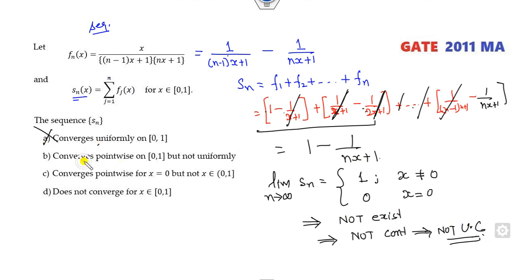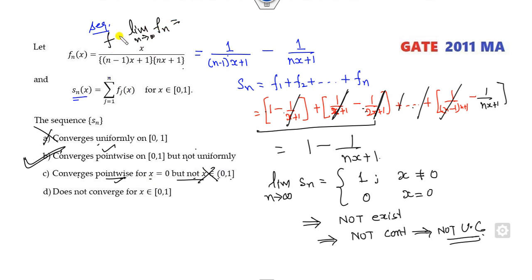So convergent uniformly is cancelled out. Convergent pointwise, is it true? Yes. Not uniformly, that's the correct option. Convergent pointwise is the correct option, but not on 0, 1, that's the wrong option, because it's not uniformly convergent for all x. Why? You can simply see that. Although I have not calculated, it is very simple.